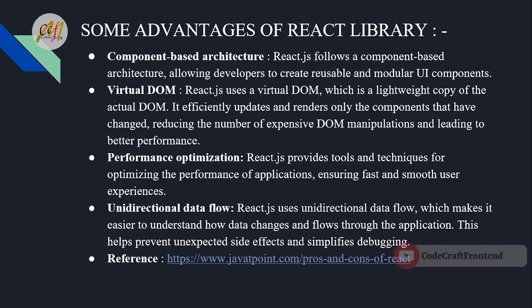Performance optimization: React.js provides a lot of tools and techniques to optimize the performance, ensuring fast and smooth rendering and a good user experience. And the data flow is unidirectional by nature in React.js. Unidirectional means one-way data flow, which makes it easier to understand how the data changes flow through the application. This helps us prevent unexpected side effects and simplifies debugging.